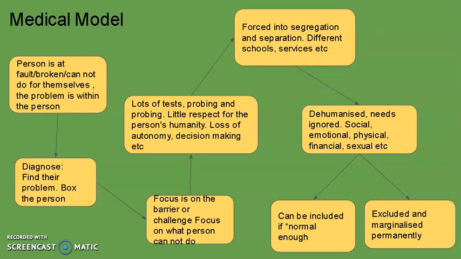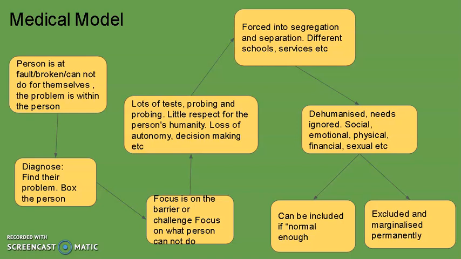And all focus is placed on that barrier or challenge. There's only focus on what the person can't do. There's lots of probing. There's little respect, especially in the past, for the person's humanity. They're put in a mental institution. There's loss of decision making. They don't have any independence. They have no ability to make decisions for themselves. Other people are forced, they are forced to give their decision making ability over to other people. So there's forced segregation.